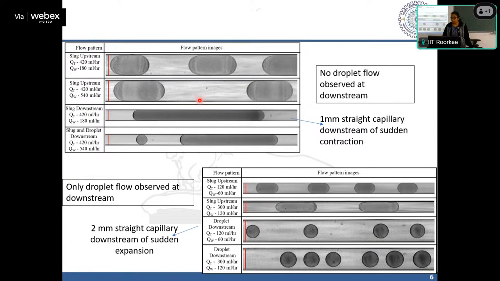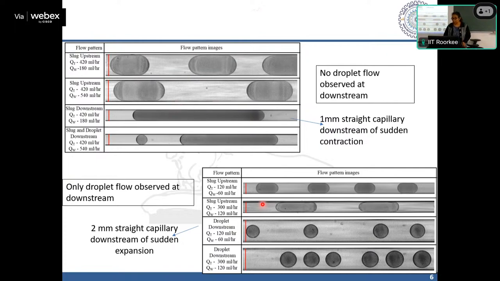Now there is some interesting phenomena with respect to the hydrodynamics that we have seen. The slugs that are formed upstream in the 2 mm pipe, when they are suddenly exposed to a decrease in area, what will happen to these slugs? They suddenly get elongated, and sometimes some droplets also form at the back of the slug. This is the first observation.